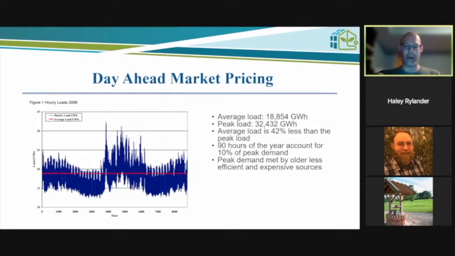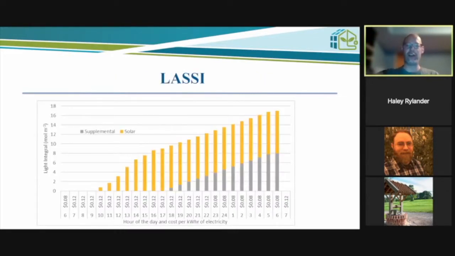And so they offer this program, day-ahead market pricing, where 24 hours in advance they publish the hourly prices for electricity, because they know, based on historic data and oncoming weather, what those prices are going to be. If you agree to that kind of pricing, you can take advantage of some very low electricity costs. That's what the day-ahead market LASSI seeks to take advantage of.